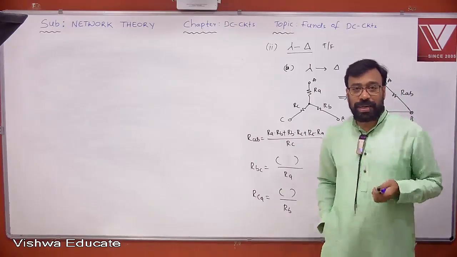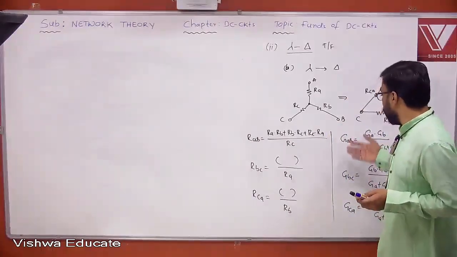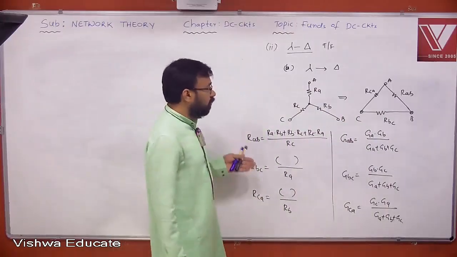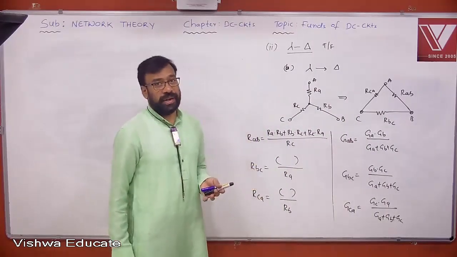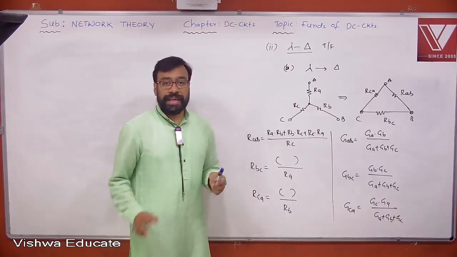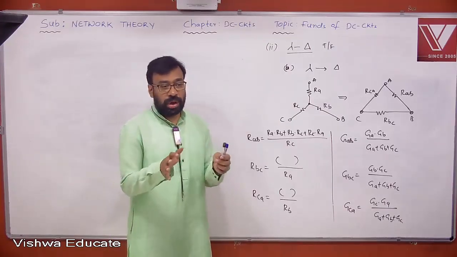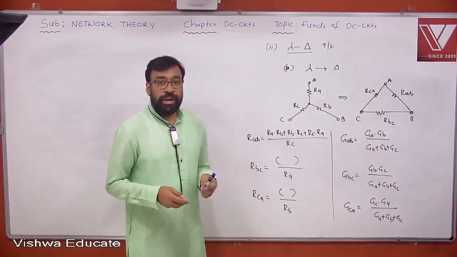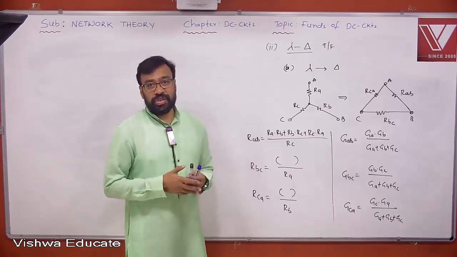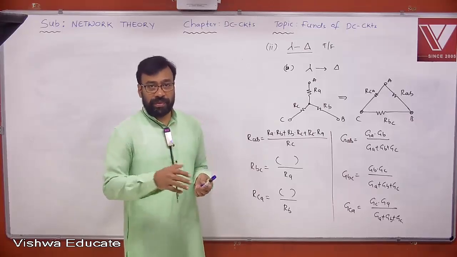Delta to star and star to delta, certain formulas were given. I think they are still available on the board. You can see the formulas both in terms of resistance as well as conductance. So we will discuss examples of how to solve a network, where we really require the star delta transformation, and using the star delta transformation, how we simplify the network. That we will see.